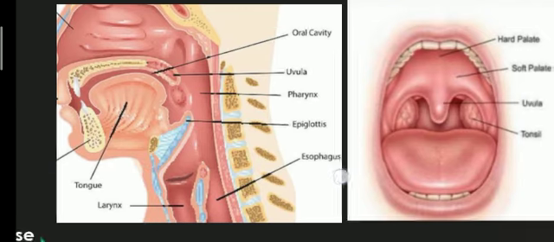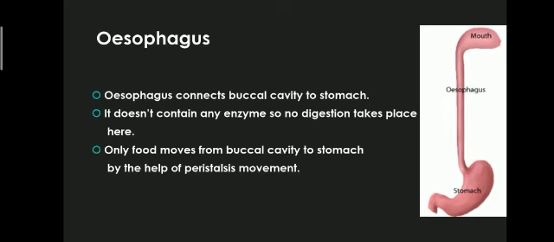Okay, now we'll be talking about the next organ, that is esophagus. Esophagus connects the buccal cavity, that is mouth, to the stomach, you can see the structure here. Esophagus is muscular in form. It doesn't contain any enzyme, so there is no digestion in it. Only the food moves from the buccal cavity to the stomach with the help of a movement that is known as peristalsis movement.